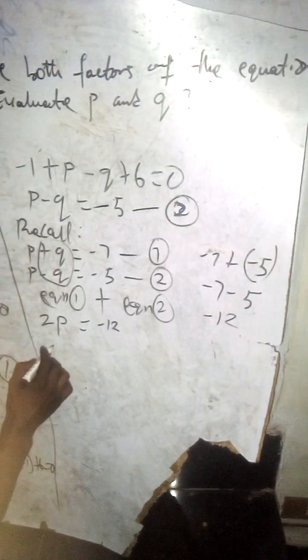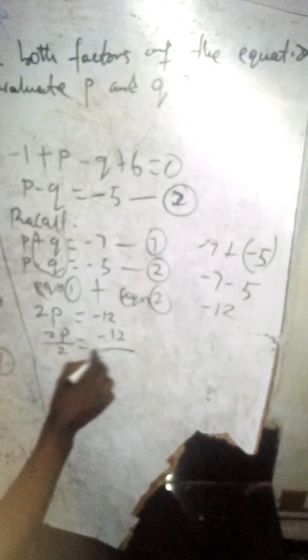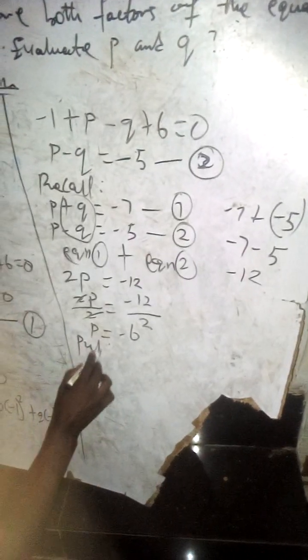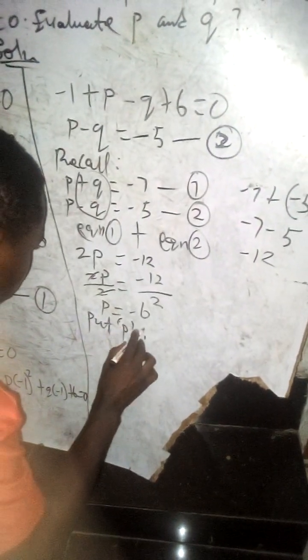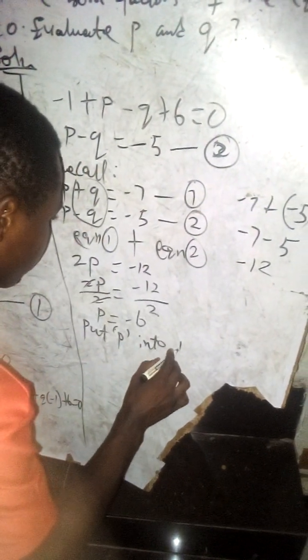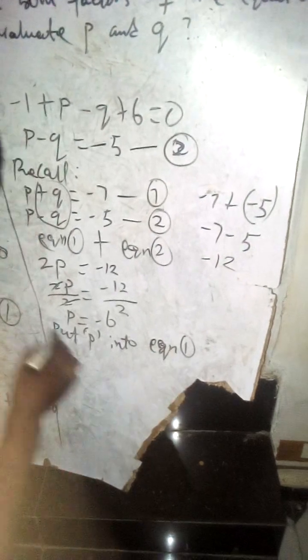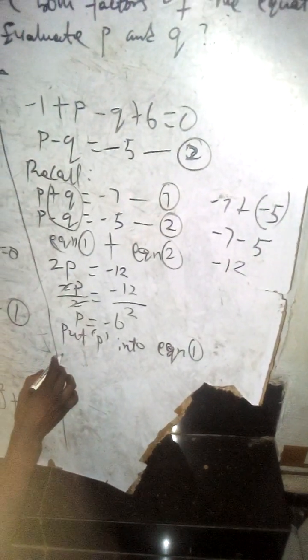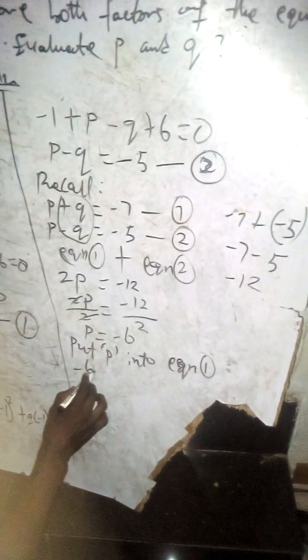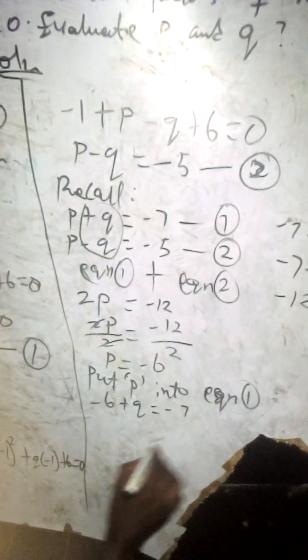Now divide both sides by 2. We have 2p all over 2 equals minus 12 all over 2. These two cancel 2. We have p to be minus 6. If you put this p into any of the equations, let's put it into equation 1. We have our p is now minus 6 plus q equals minus 7.